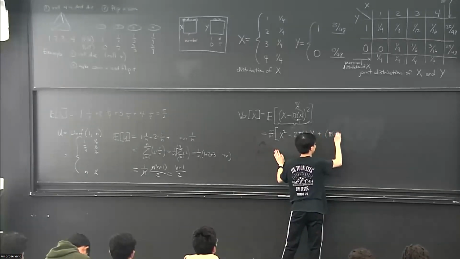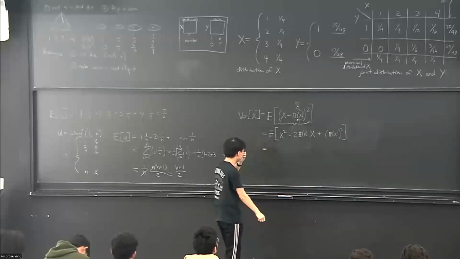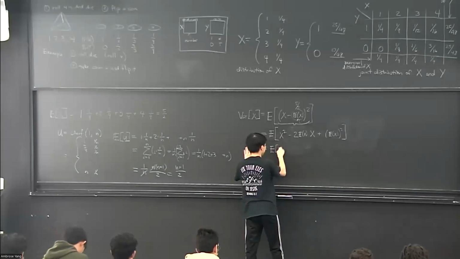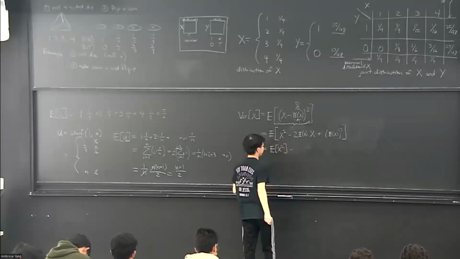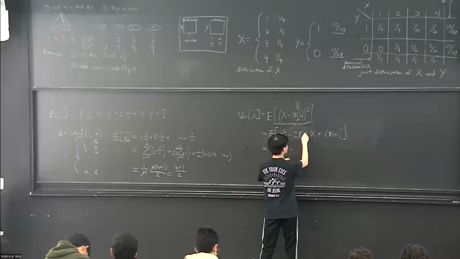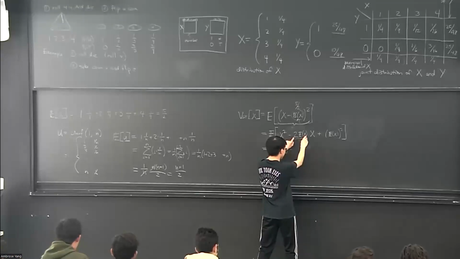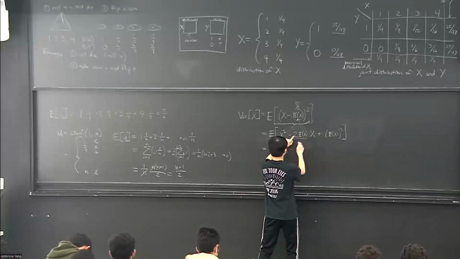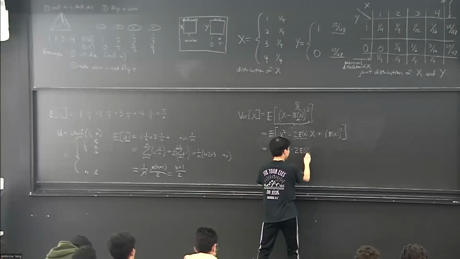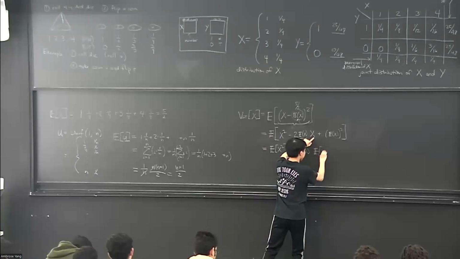This is equal to, I'm going to expand this out, x squared minus 2 E of x times x plus expected value of x squared. I'm going to use linearity of expectation to split this up. This is E of x squared minus 2 E of x. These are both numbers. E of x, remember, is a number. It's 5/2. So 2 times E of x is still a number, so I can pull it out of the expectation: 2 E of x, a number, times the expected value of the random variable x.